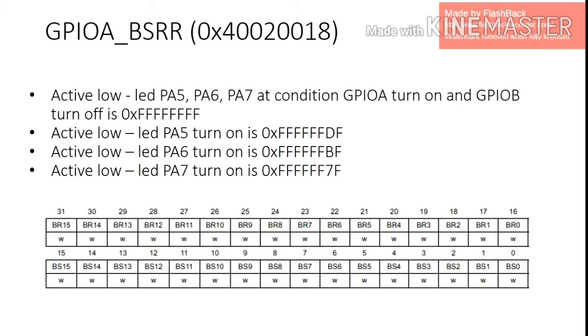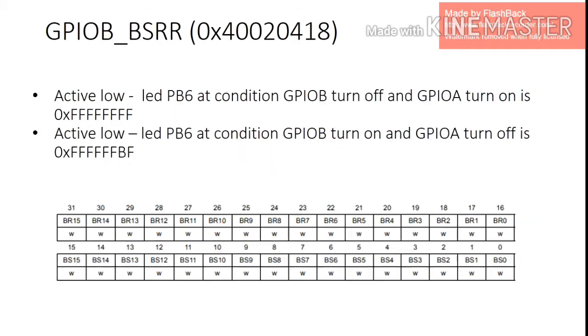So next, when LED PA5 turn on is 0xFFFFFFDF. When LED PA6 turn on, it will be 0xFFFFFFBF. And lastly, when LED PA7 turn on, it will be 0xFFFFFF7F.